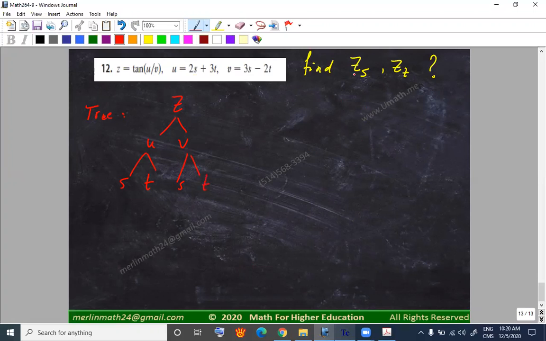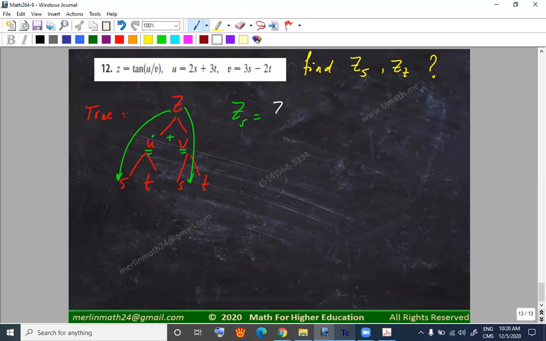So now I want to find Z_S. So I would say Z to S. I should pass by U to reach from Z to S. So Z_U. I have a plus in between always. And every path you multiply. So go ahead, recite.